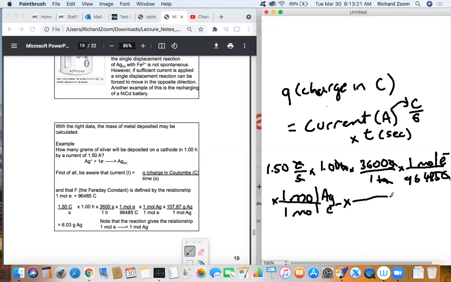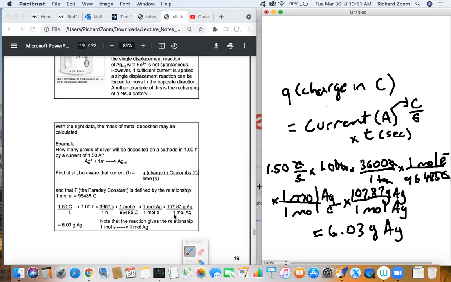And then to get to grams, it would be 107.87. That's the molecular weight of silver. We can get that off the periodic table, and that is how much 1 mole of silver weighs. So by doing that kind of dimensional analysis, we come up with the figure that's 6.03 grams. That's how much silver we could actually deposit on a cathode.